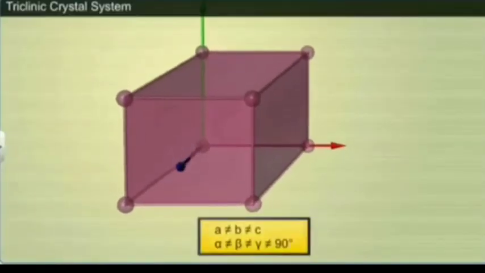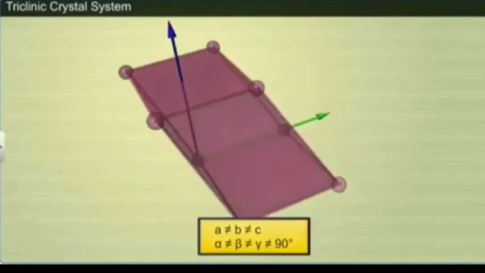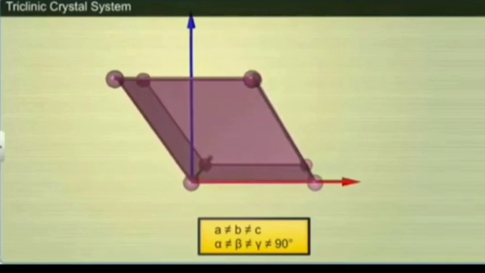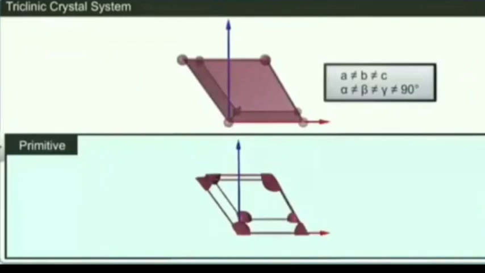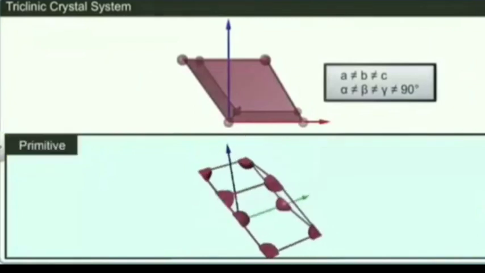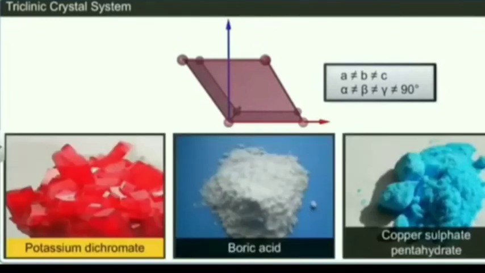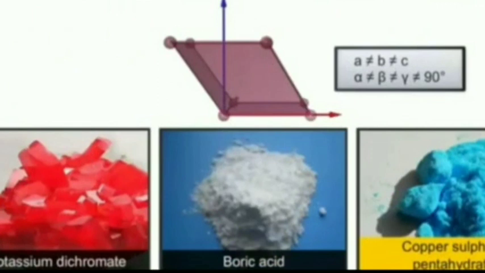Next crystal system, triclinic crystal system. Here, A is not equal to B, which is not equal to C. Alpha is not equal to beta, which is not equal to gamma. These all angles are not equal to 90 degree. Then the possible variation is primitive only. Examples: potassium dichromate, boric acid, copper sulfate pentahydrate, etc.